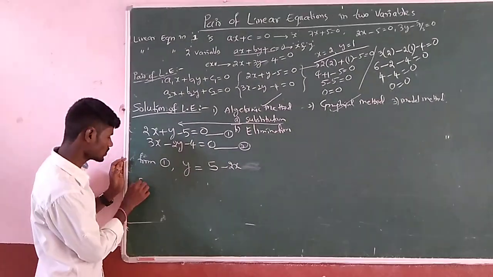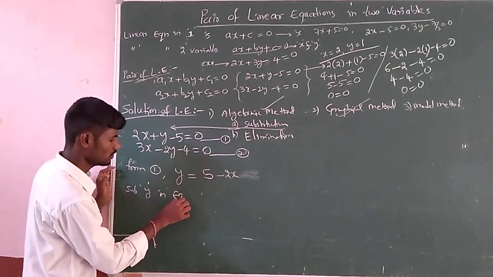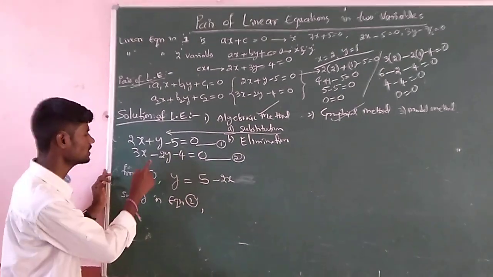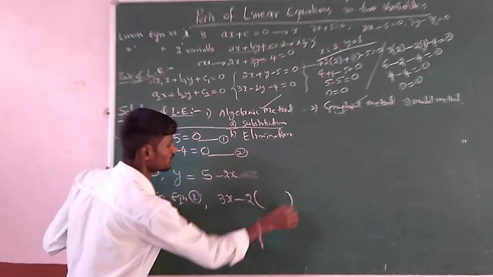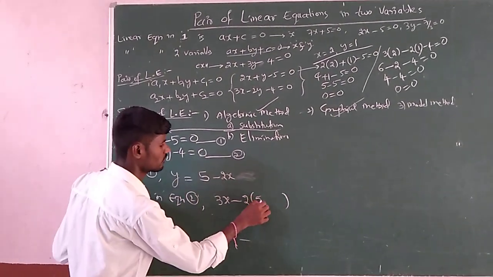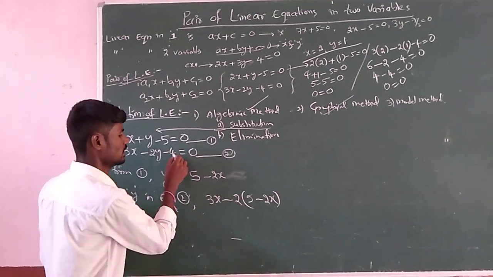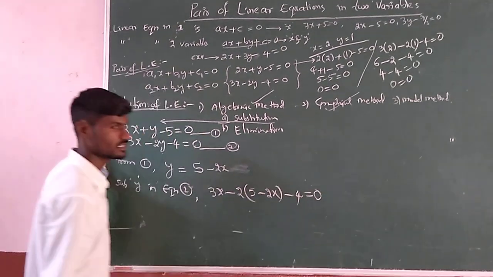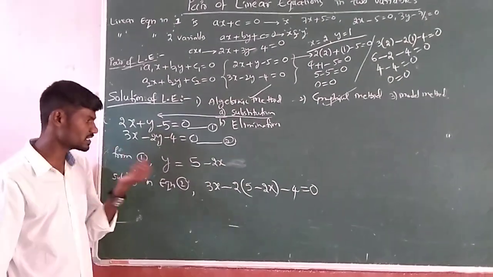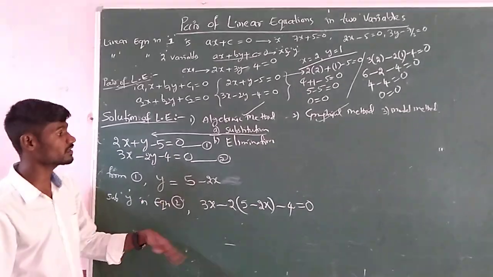So substitute y in equation 2. What is that? 3x minus 2y, where the y value is what we have obtained, 5 minus 2x. In place of y we have written 5 minus 2x, and next minus 4 equals 0. This is the second step. First express one variable in terms of another, then substitute that result in the other equation.